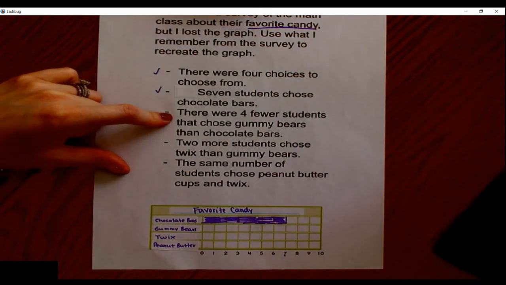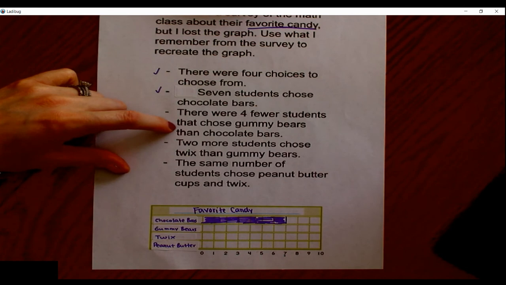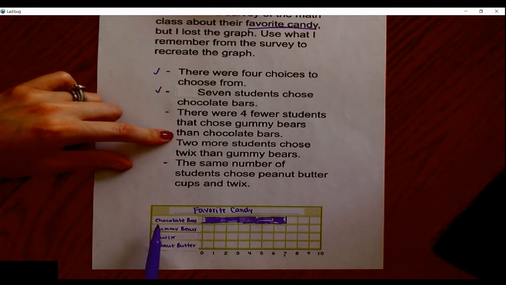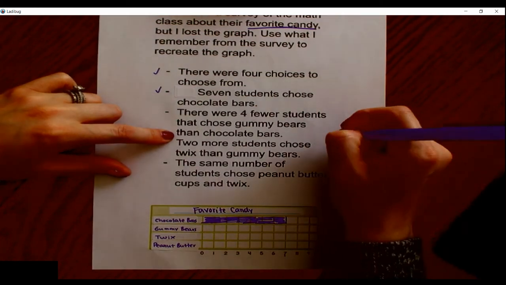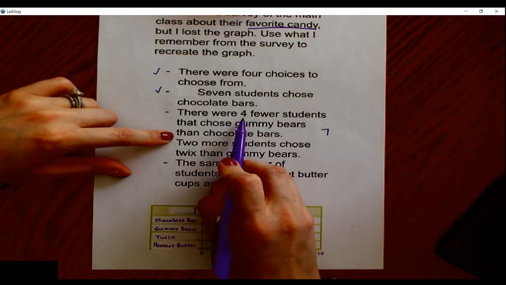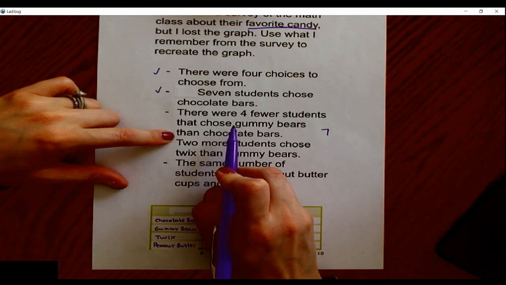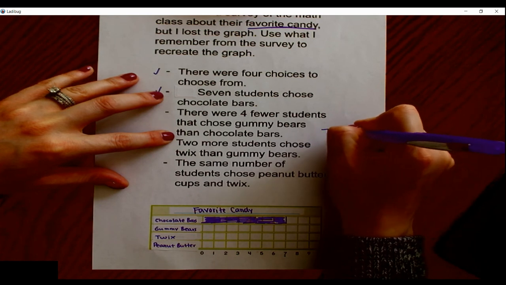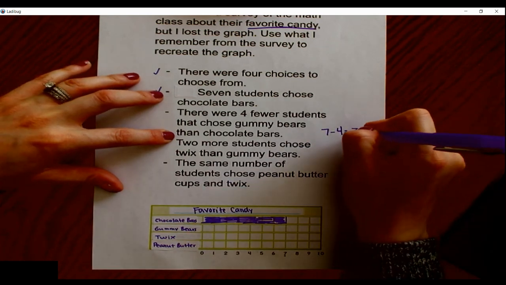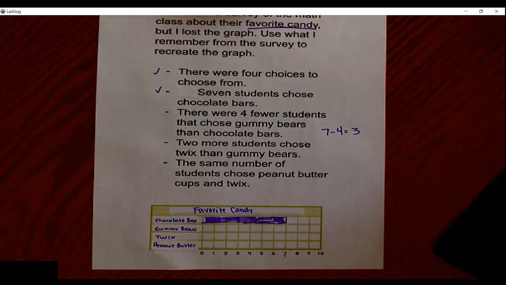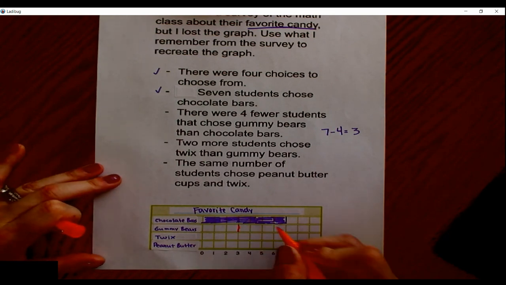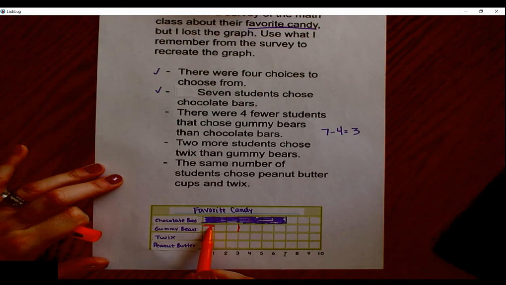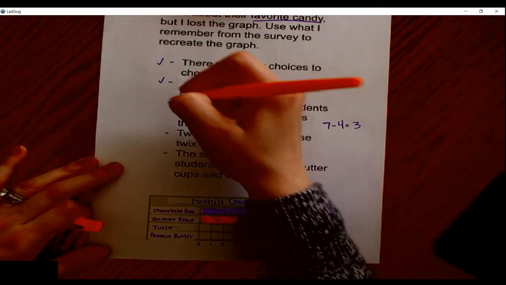There were 4 fewer students that chose gummy bears than chocolate bars. Well, I already know how many chocolate bars there were. There was 7. If 4 fewer students chose gummy bears instead, all I'm going to have to do is take away 4. When I take away 4, my answer is 3. So now I know that there were 3 friends that chose gummy bears. Again, I'm going to draw my line and I'm going to color up to that. Okay, done with this one.